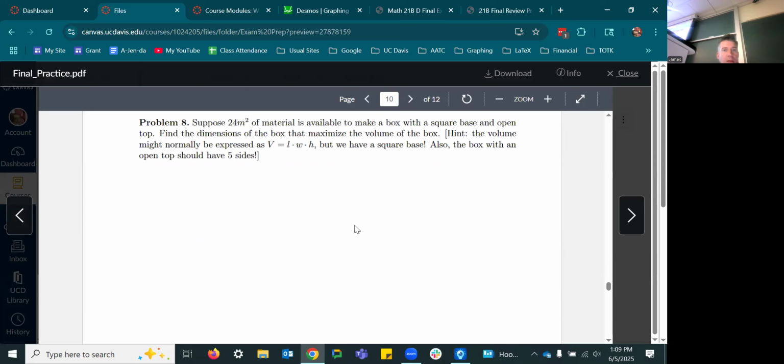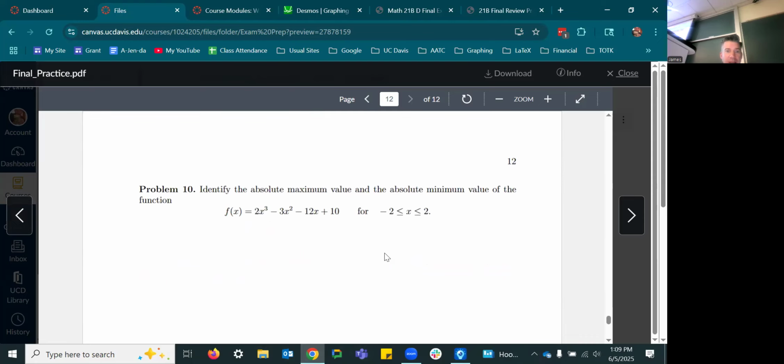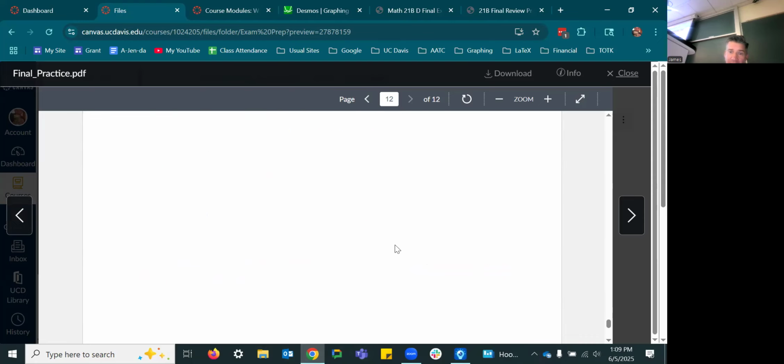related rates. Is this the one we're kind of looking at? Okay. Maybe this one. It's okay if it's not. I'm seeing max min. Absolute max, absolute min. That's the end of the practice test.